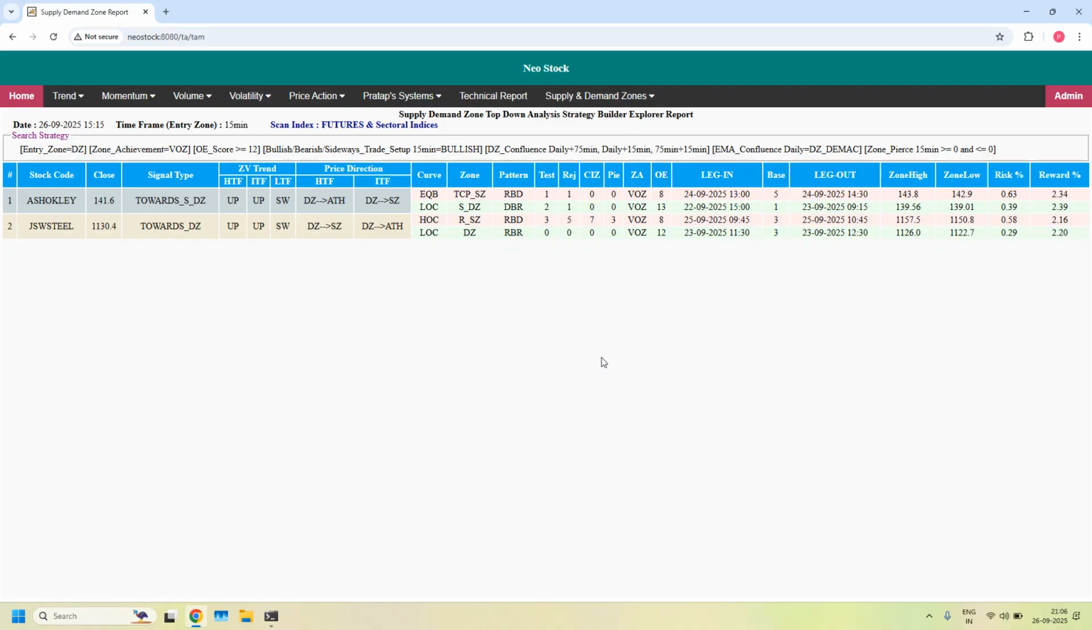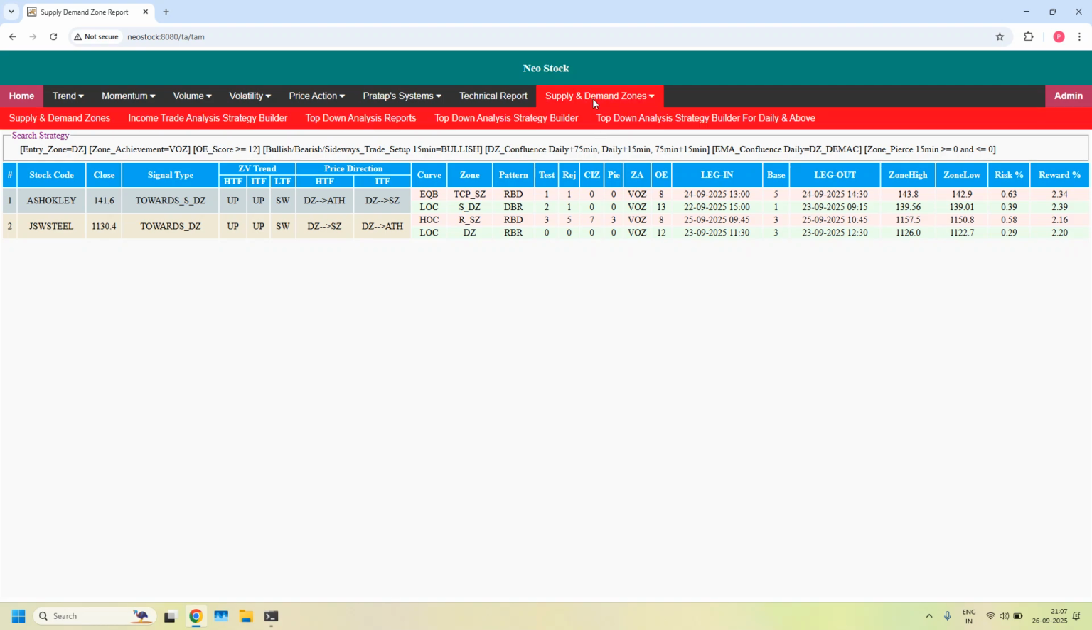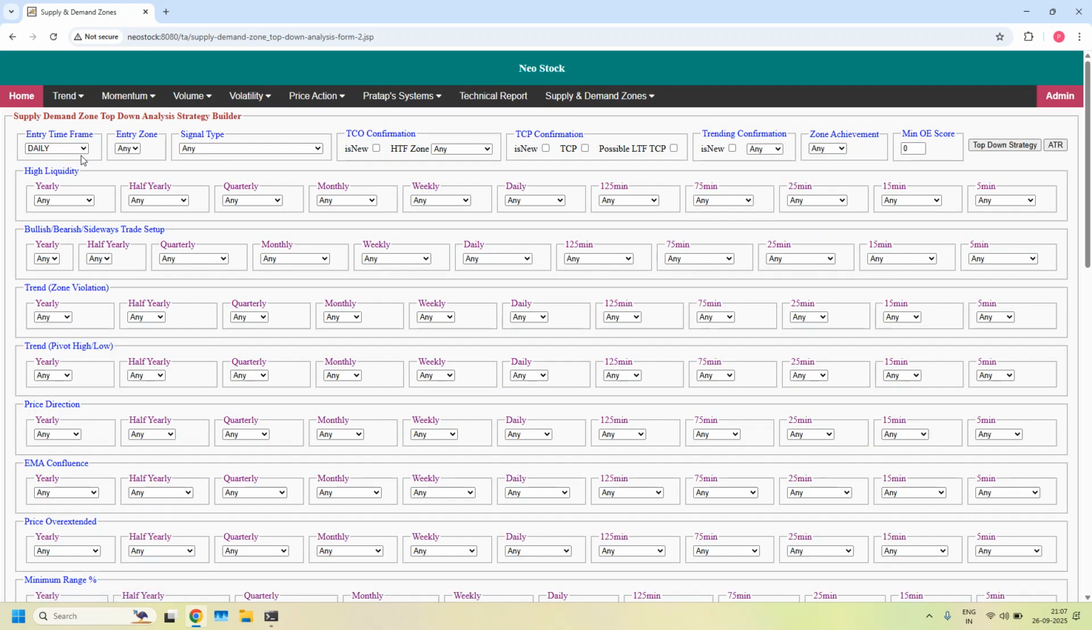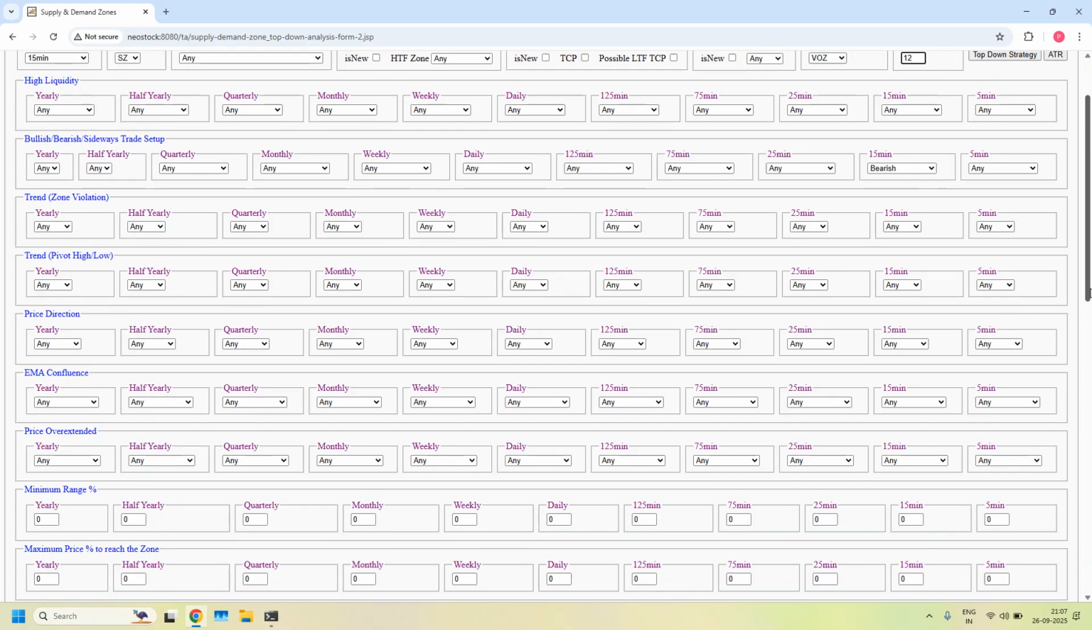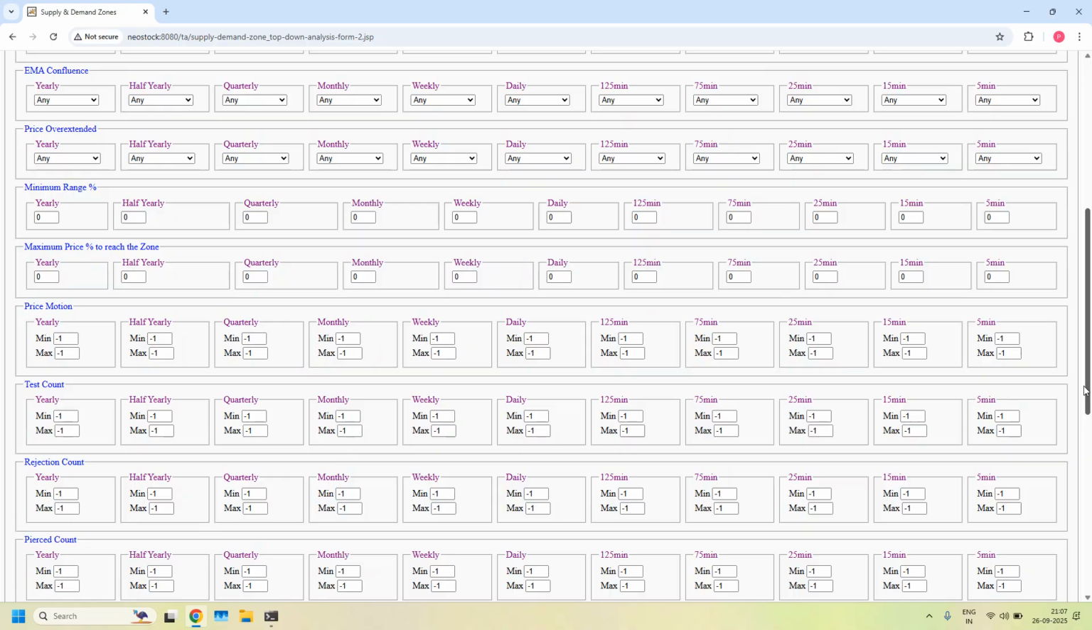Okay, this is the bullish trade setup. Next, let us look into the bearish trade setup for daily income trade. Entry time frame 15 minutes, entry zone supply zone. Here, bullish or bearish at the 15 minutes time frame, I am selecting bearish. Zone achievement violated opposing zone, minimum odd enhanced score 12, and also the 15 minute supply zone should not be pierced. So in the pierced count parameter, at the 15 minutes time frame, I am setting minimum value 0, maximum value 0.